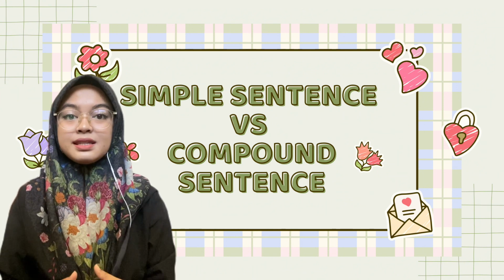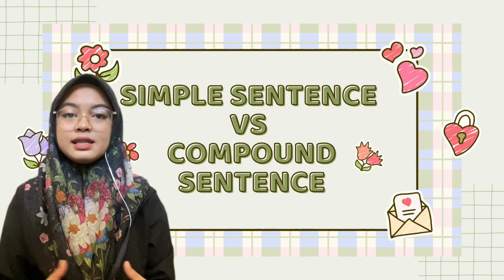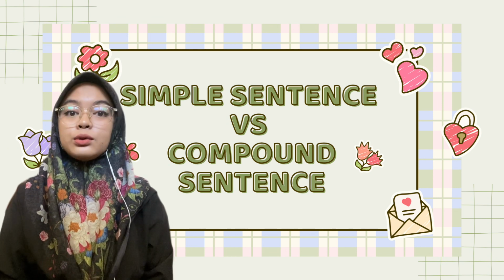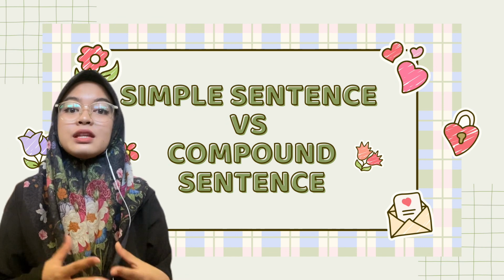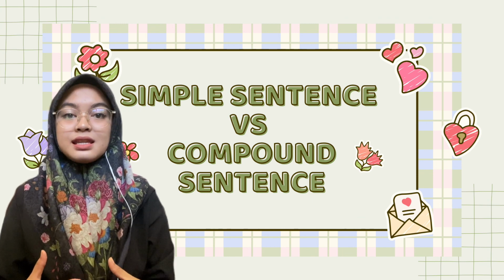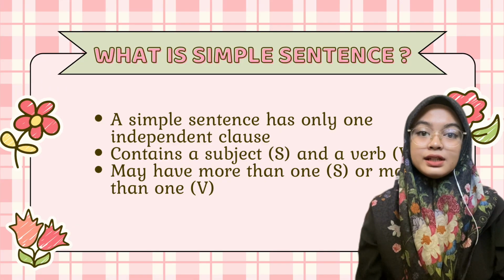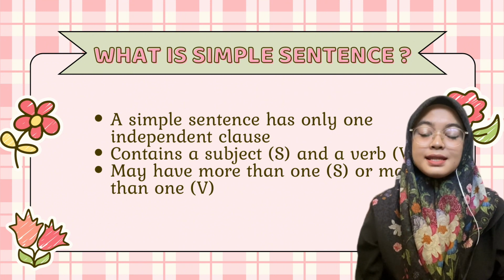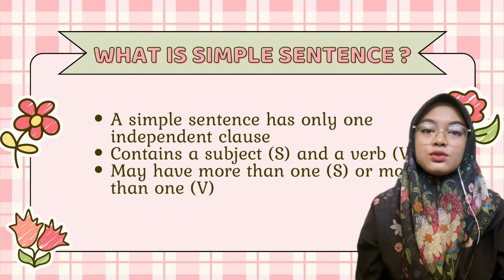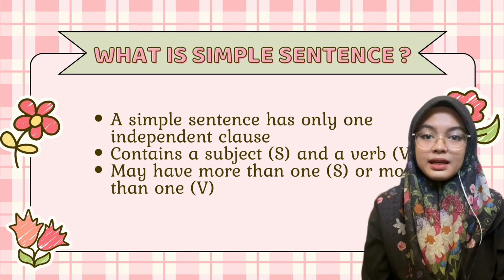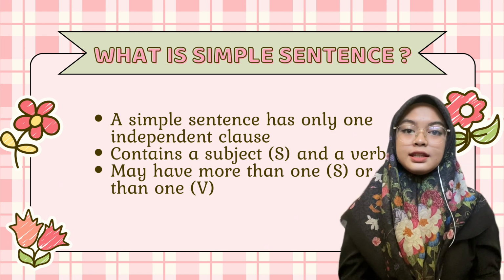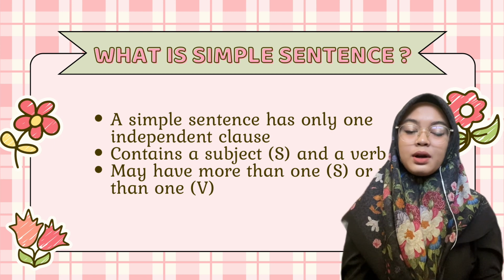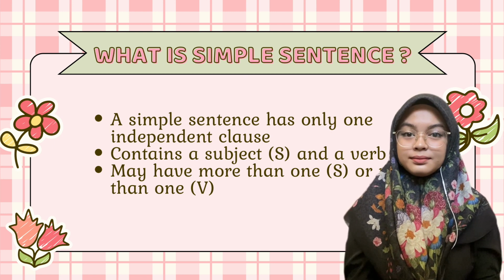Actually, both simple sentence and compound sentence are quite similar. However, in order to understand compound sentences, we must first understand what simple sentences are. So first, let's understand what simple sentences are. Simple sentences are sentences that contain one independent clause and no dependent clause. But before we proceed, do you guys have any idea what an independent clause is?